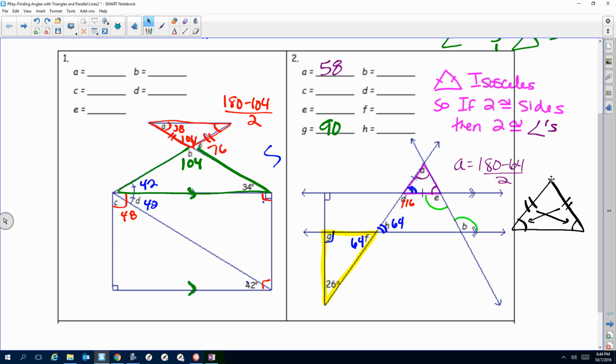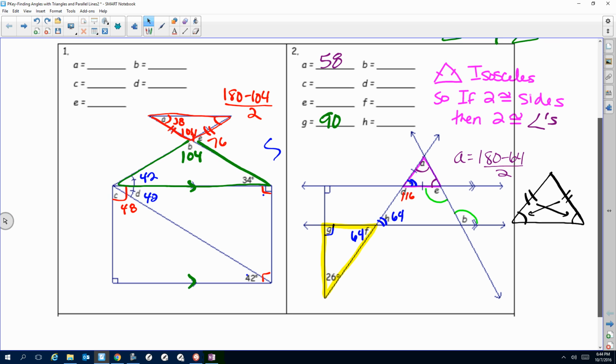So on number 2, we started off with the yellow triangle here, finding G, being that the 90 degrees that box are corresponding angles. So I have the 90. Now that I have the 90, I can subtract it from 26 and get my F, which is vertical to H. Then I'm going to same side interior. And then D and C are a linear pair. Now once I get to C, that helps me get to my A. That's why I have 180 minus 64 divided by 2. And that helps me get to E, and E and B are alternate interior. So that will help you with that.